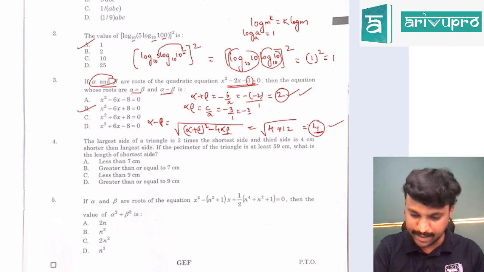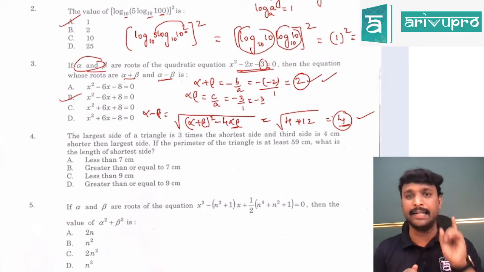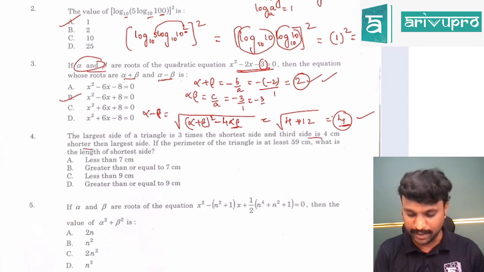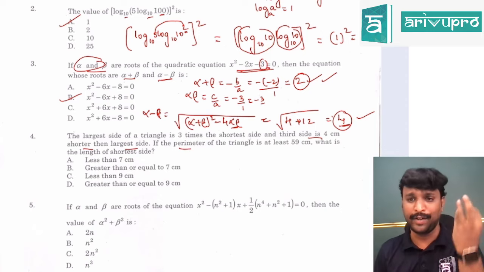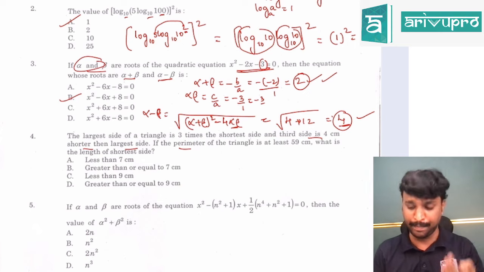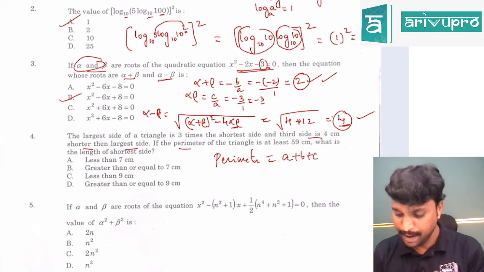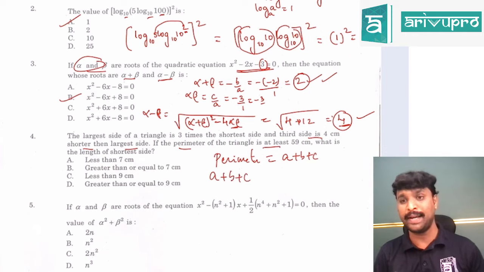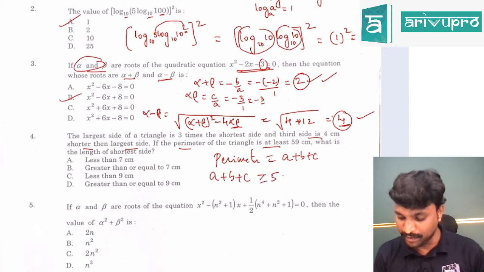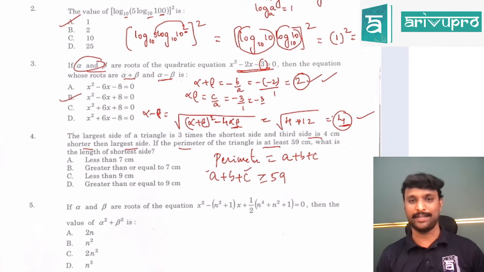The question is, the largest side of the triangle is 3 times the shortest side, and the third side is 4 centimeters shorter than the largest side. If the perimeter of the triangle, they're talking about the perimeter of a triangle. Guys, if you take A, B, C as the sides of a triangle, the perimeter is what? Perimeter is A plus B plus C. All right, now the condition given for the perimeter is at least 59 centimeters. That means A plus B plus C. What do you mean by at least? Greater than or equal to what? 59.